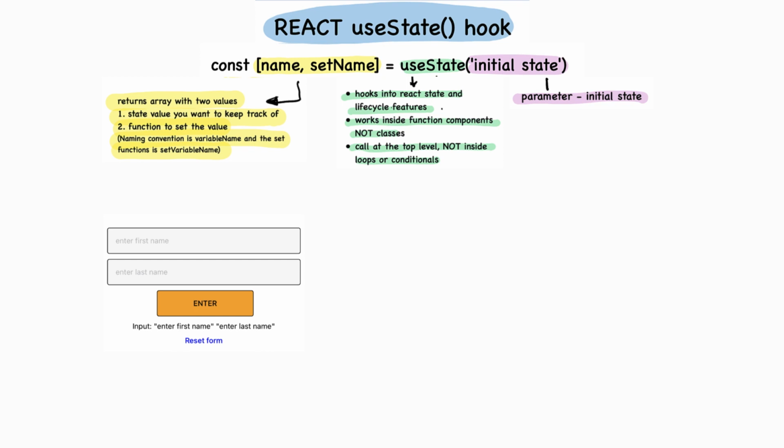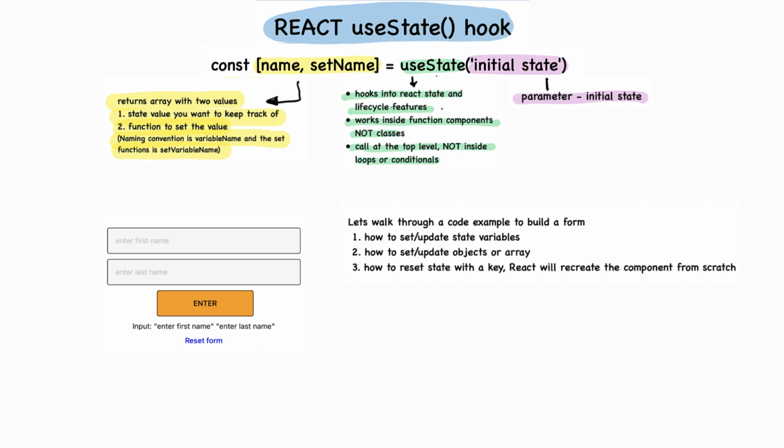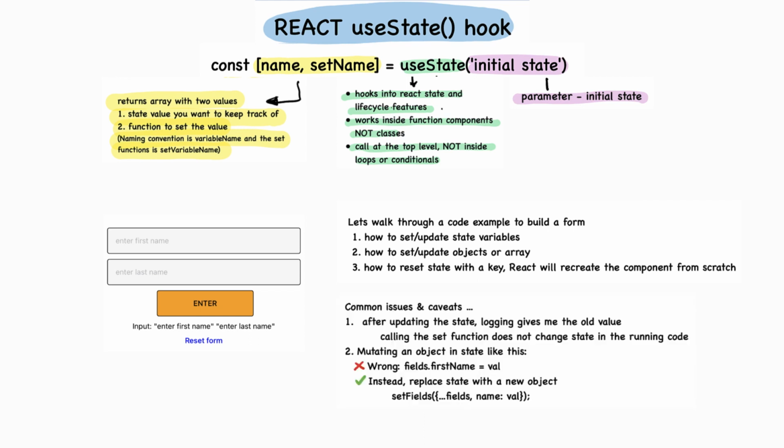In the example, we'll build a form and we'll learn how to set and update state variables, how to set objects or arrays, and also how best to reset state using a key that we can pass into our form. Finally, we'll cover some common issues and caveats, such as updating state and logging the old value when we expect the new value, or mutating an object state instead of replacing it with a new object.